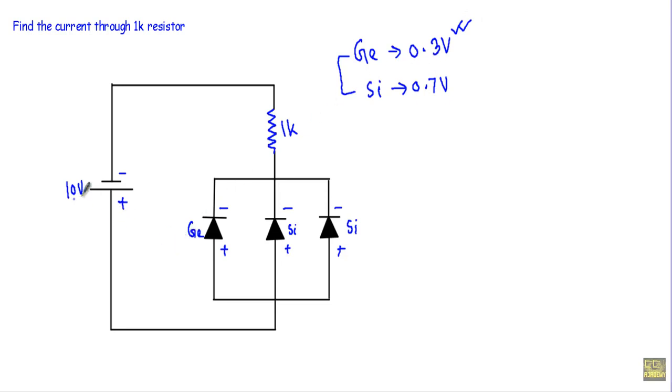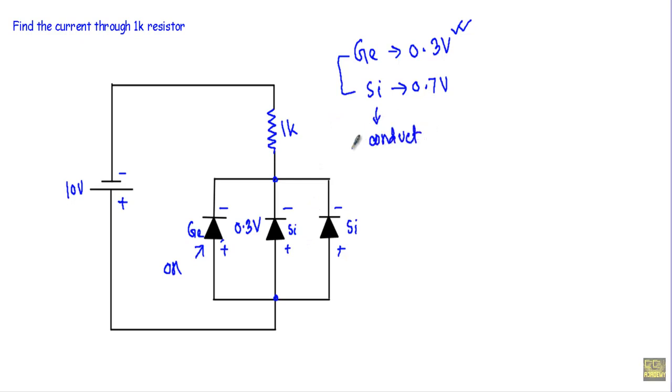That means after applying this 10 volt source, this germanium diode will be in on state or in forward bias faster than this silicon diodes. That means it will maintain a voltage difference of 0.3 volt between this terminal and this terminal when it will be in forward bias. Now let me assume this germanium diode is in on state. Therefore, as the voltage difference between this terminal to this terminal will be fixed at 0.3 volt, you will see the 0.3 volt will not be sufficient to turn on the silicon diodes or to keep the silicon diodes in forward bias. That means our silicon diodes will not conduct any current through them.